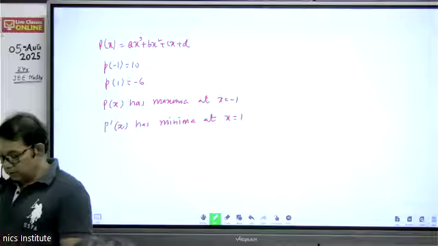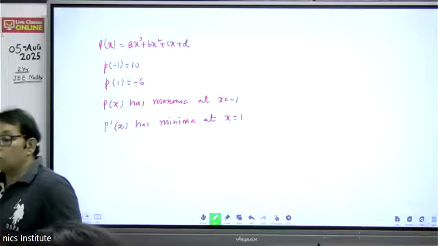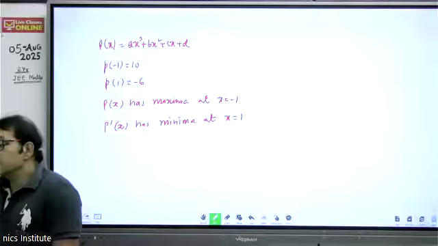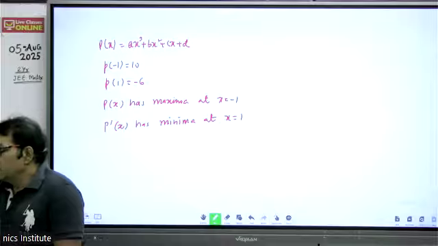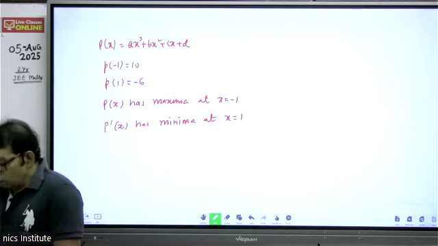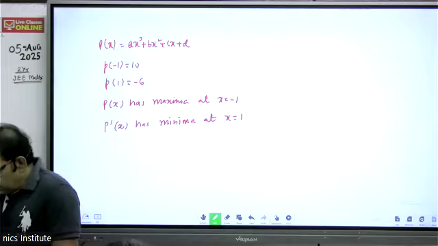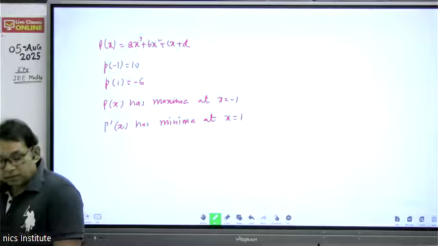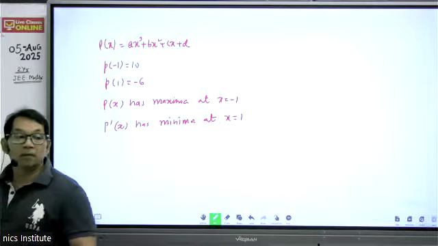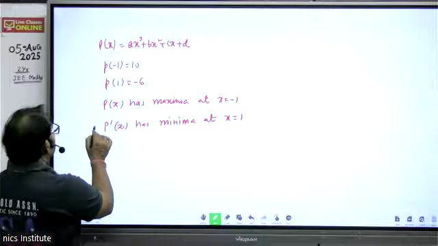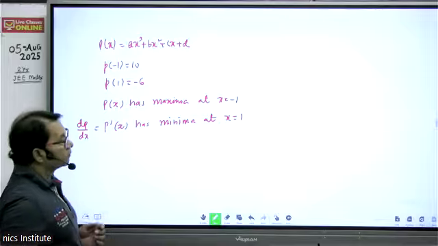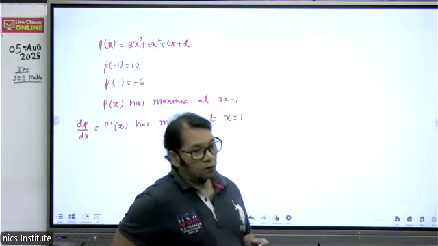A similar question, but this time you need to find the coordinates of the point of local maxima and minima of the function and then apply the distance formula. So I give you 10 minutes, do it yourself completely. P dash x is basically dp by dx. 4 equations, 4 unknowns, solve.